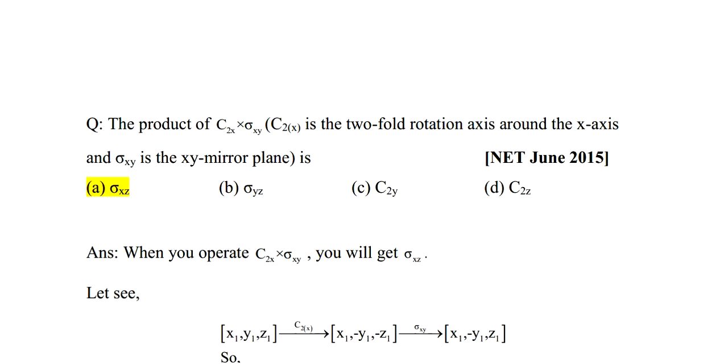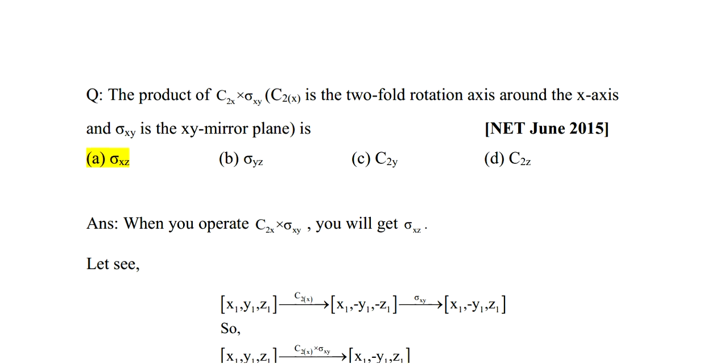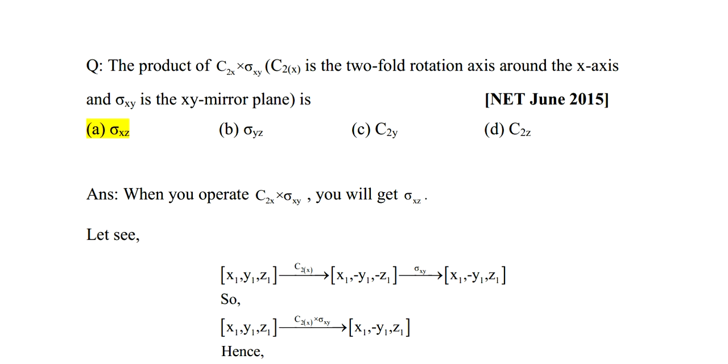Next question is the product of C2x into sigma xy. C2x is the two-fold rotation axis around the x axis, okay, and sigma xy is the xy mirror plane. This question comes from NET June 2014. If you have done it, please check it out. If you haven't, please write it down, okay.